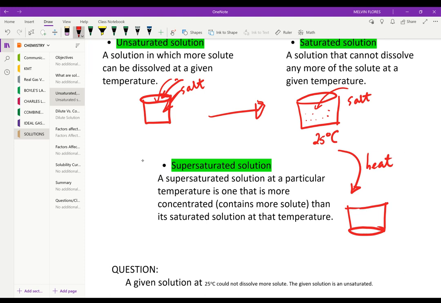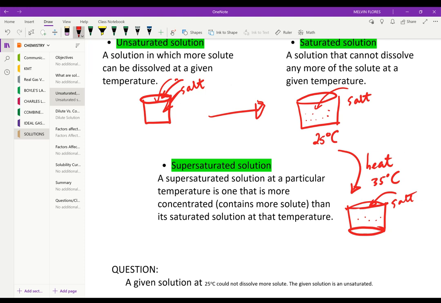Let's say we add heat to 35 degrees Celsius, and what's going to happen is the salt that is in here will be dissolved because of increasing the temperature. Once you increase the temperature, more salt will be dissolved. Which means you can add again more salt in order for the solution to take up more solute that can be dissolved.